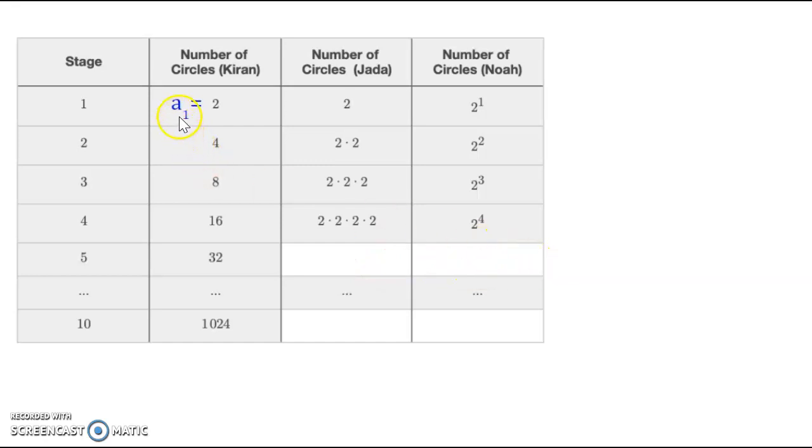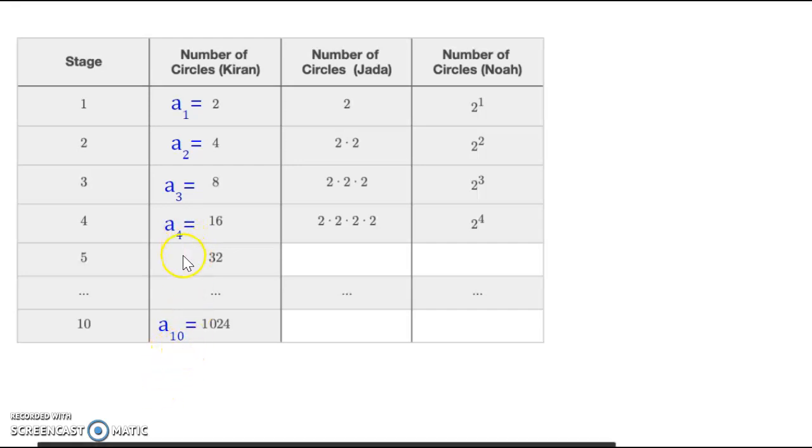Well, the first term is 2, and we use the term notation a sub 1, and that's a sub 2 to say the value of the second term, and a sub 3, fourth term, fifth, and then that's the 10th term. Okay, so that's how we figured it out.